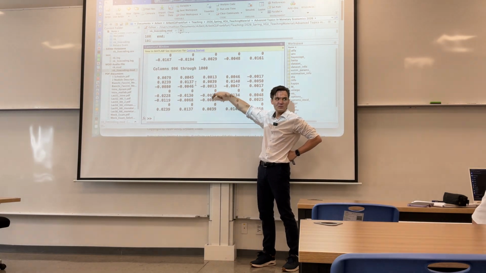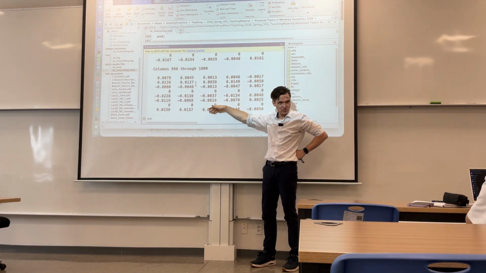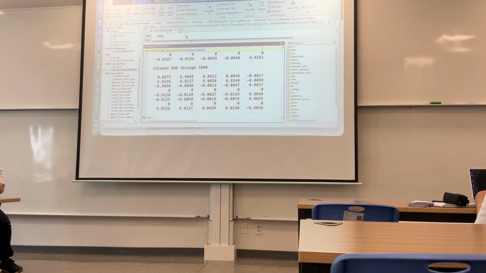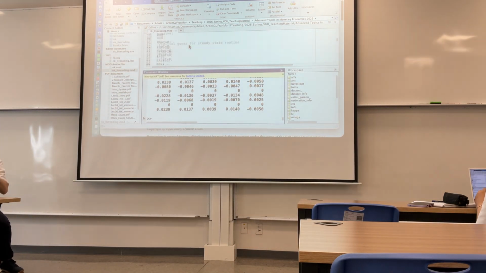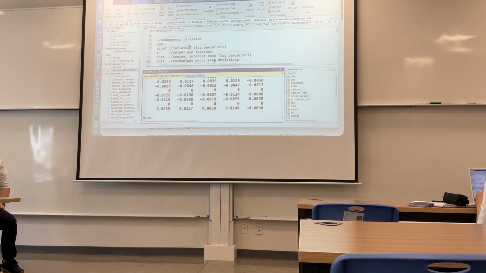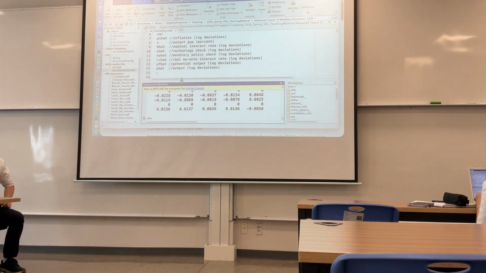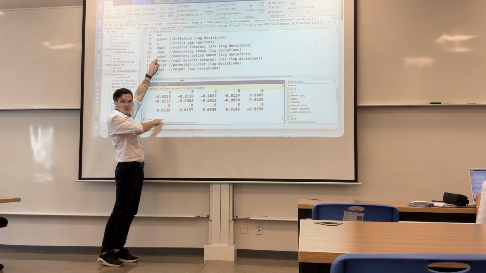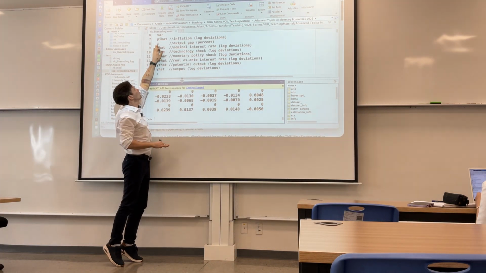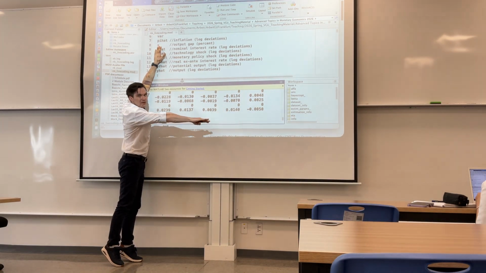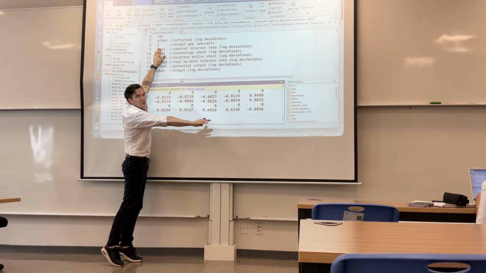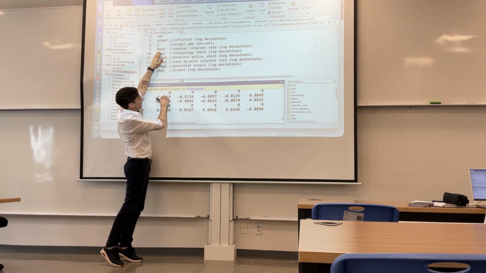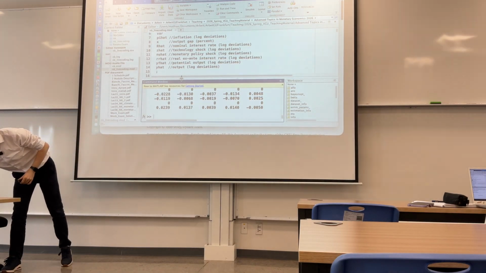Which line is inflation? Which line is the output gap? Which line is the interest rate? And the ordering is the following. If you go to your VAR statement, the ordering by which you have typed in these variables is the ordering of the rows in the matrix. So the first row in that matrix is inflation. The second row is the output gap. The third row is the interest rate. So that's what you have to be aware of.